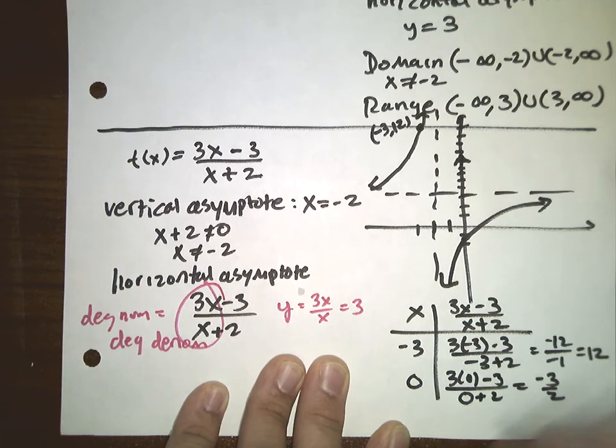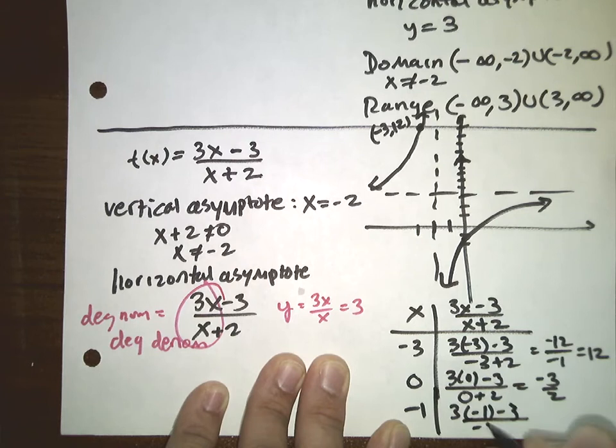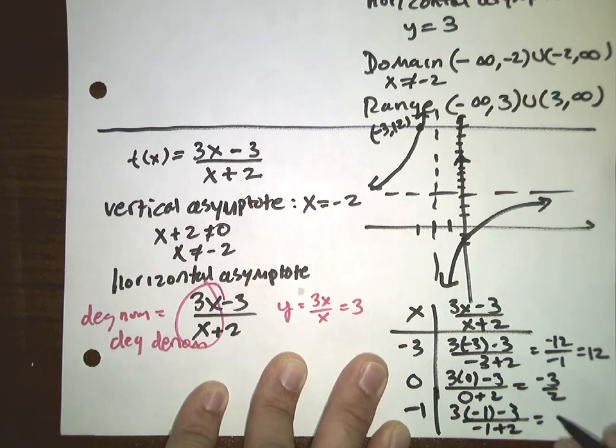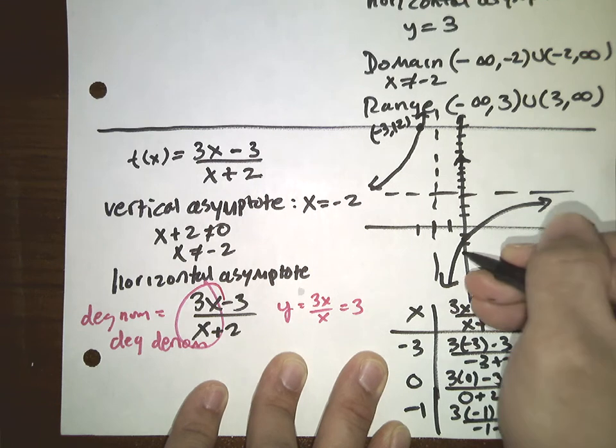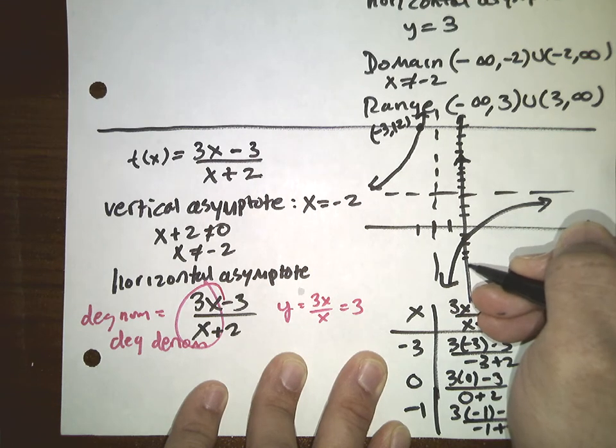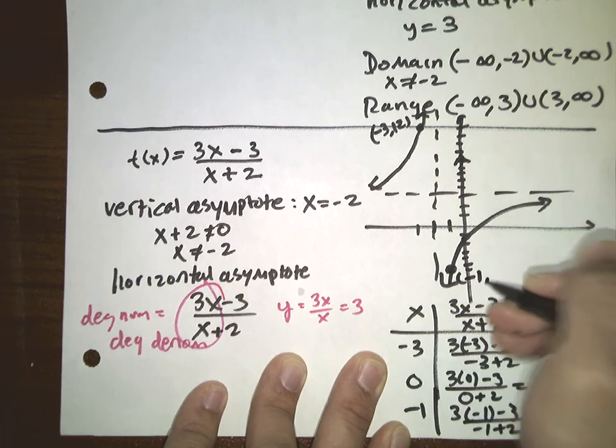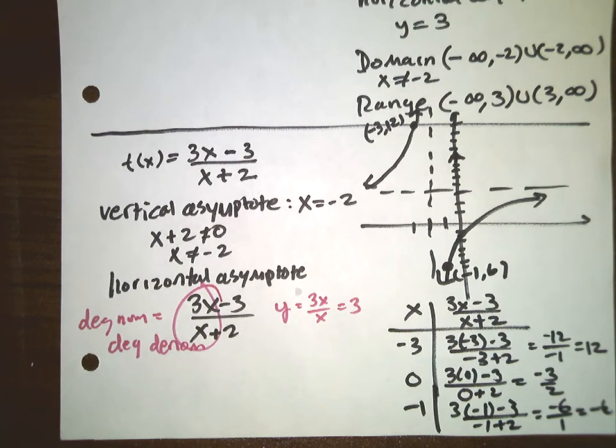All right, and if I wanted to pick negative 1, I could. 3 times negative 1 minus 3 over negative 1 plus 2. That would be negative 6 over 1, which is negative 6. So I still get the same points as if I would have graphed using transformation.